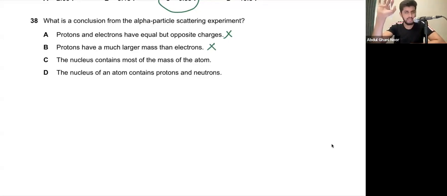All of these are correct. The question is, which one did you conclude from the alpha scattering? You did not conclude this. The nucleus consists of most of the mass of the atom. Yes.